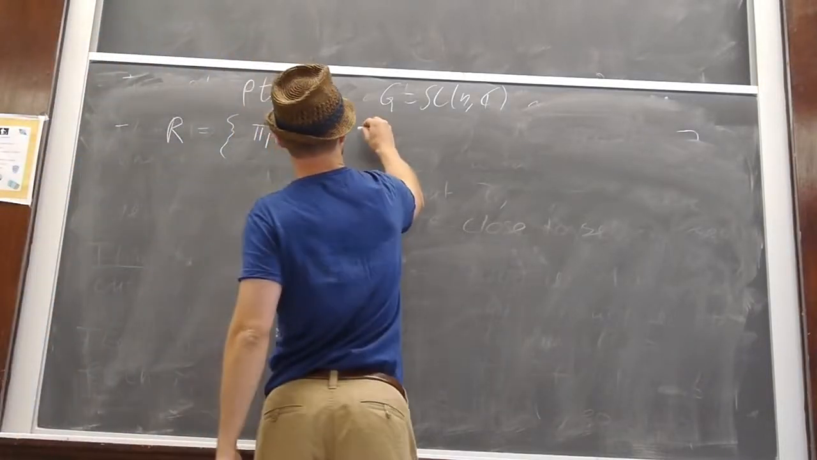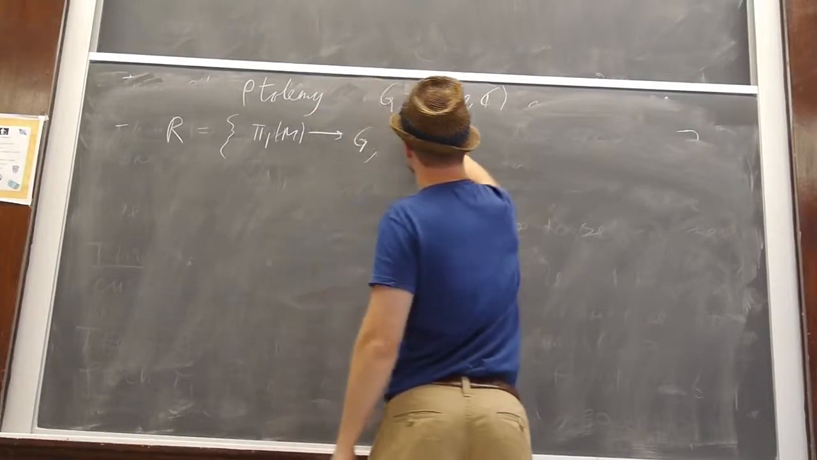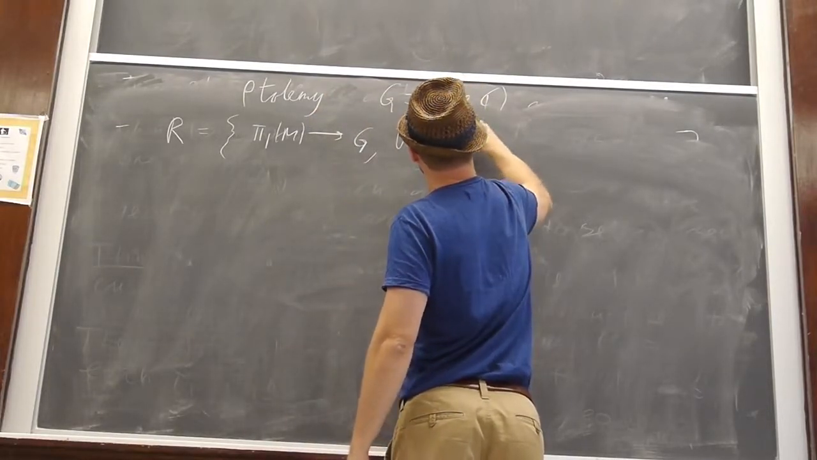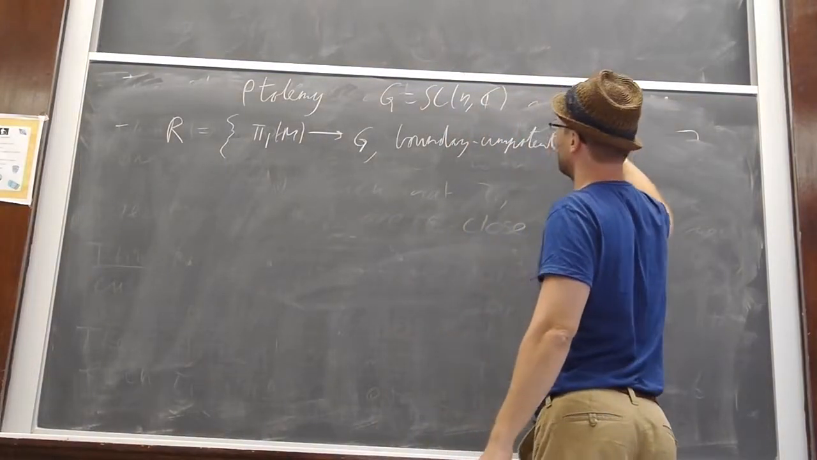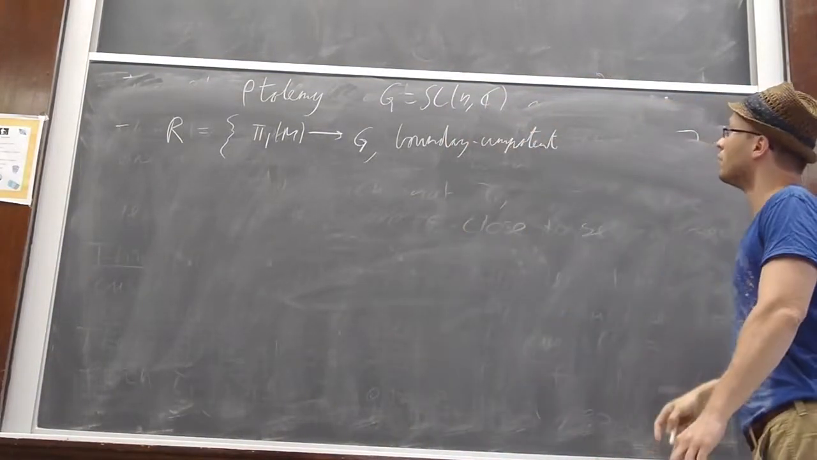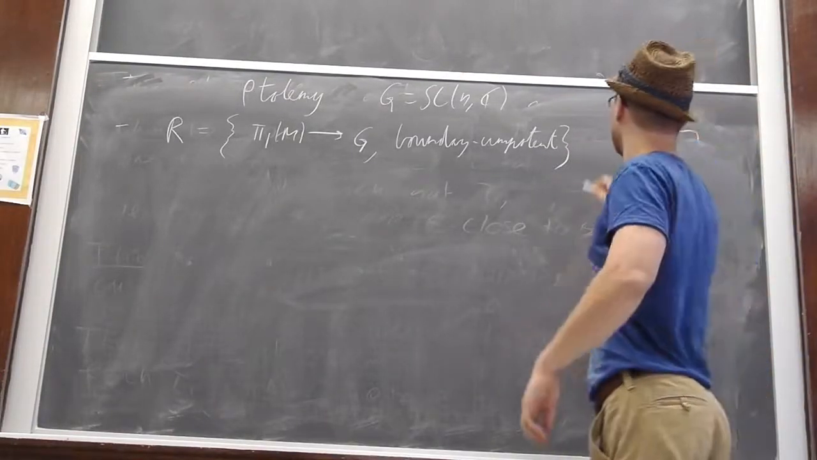So this is into G, and it's boundary unipotent. It just means that peripheral curves are sent to unipotent elements in G. And this is modulo conjugation.